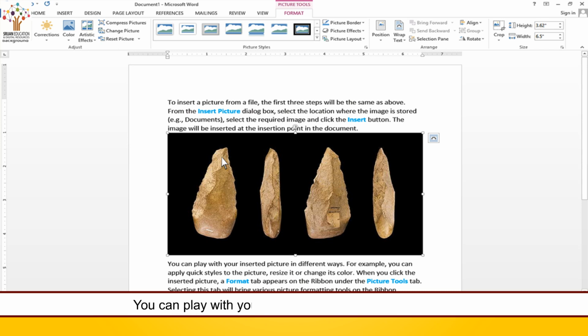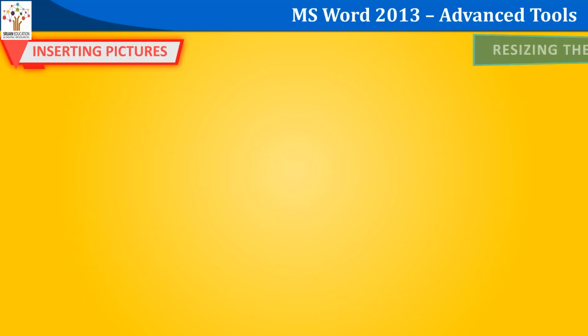You can play with your inserted picture in different ways. For example, you can apply quick styles to the picture, resize it, or change its color. When you click the inserted picture, a Format tab appears on the ribbon under the Picture Tools tab. Selecting this tab will bring various picture formatting tools on the ribbon. Now let's learn about some of the interesting picture formatting tools.